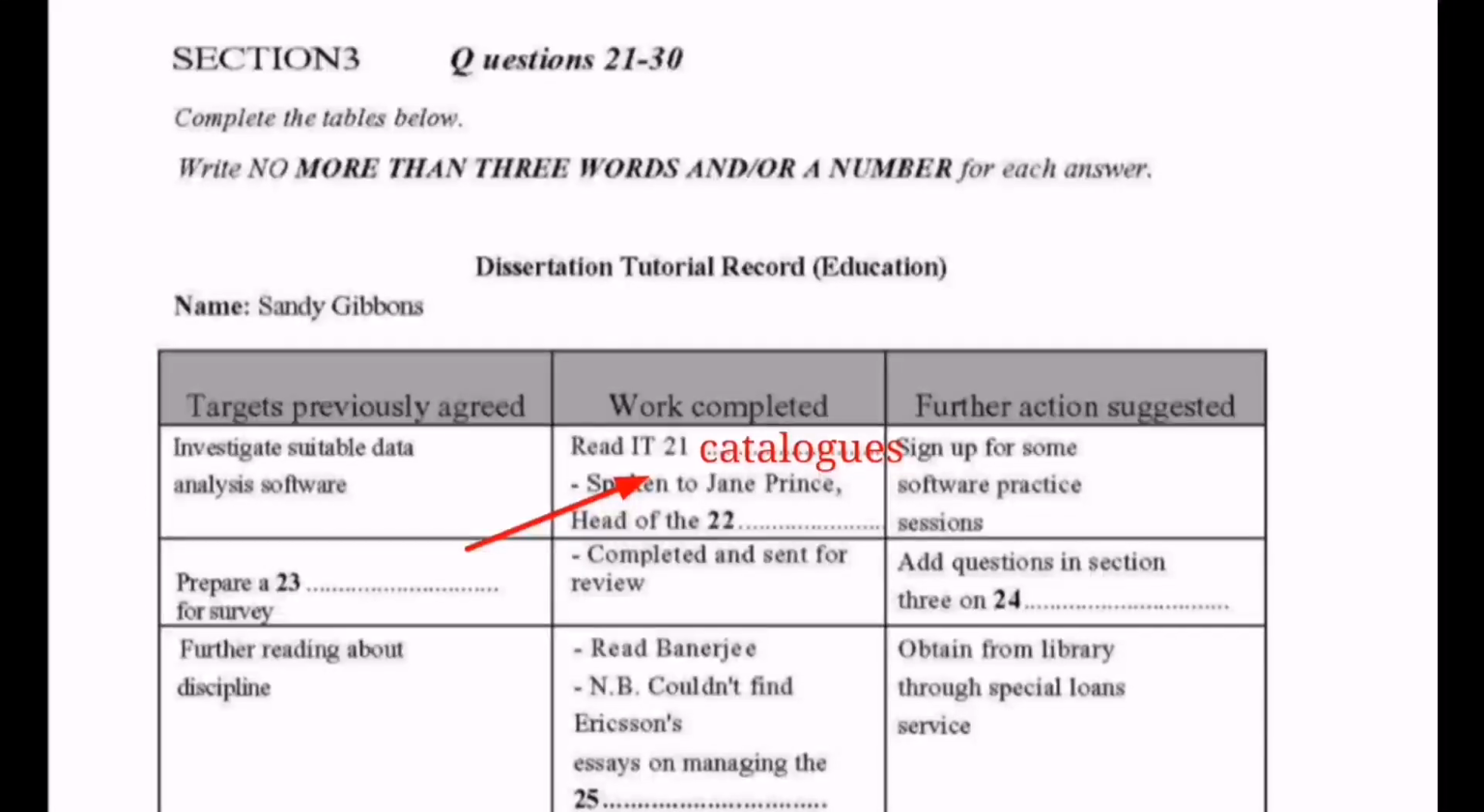The first one was to find out about suitable data analysis software. Yes. And what I decided to do was to look through catalogues specialising in IT. That's a good idea.